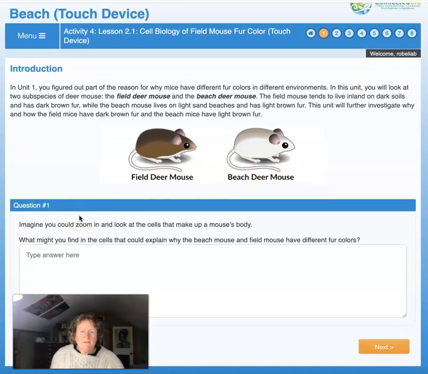Imagine you could zoom in and look at the cells that make up a mouse's body. What might you find in the cells that could explain why the beach mouse and the field mouse have different fur colors? So think about what kinds of things in the field mice and the beach mice cells could be making their fur different colors. Take a guess. It doesn't matter. This is just a hypothesis, a first pass, a first draft, if you want to think about it that way. So pause the video and write your answer to question 1.